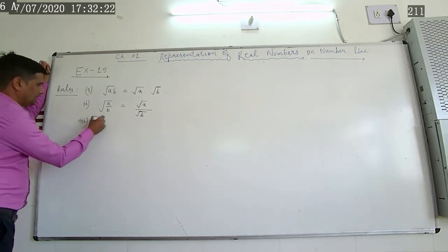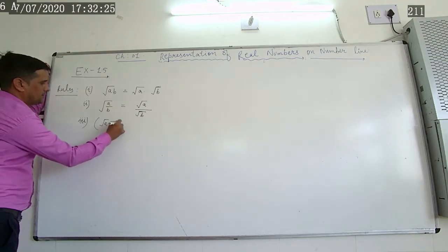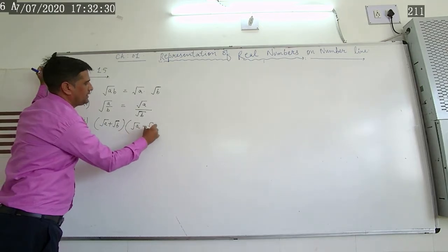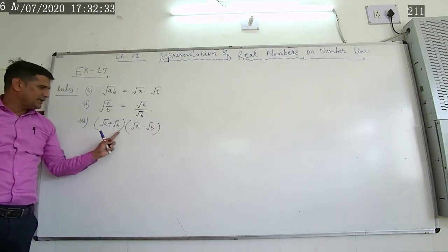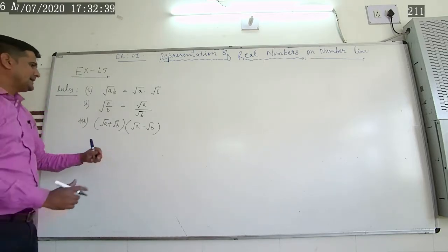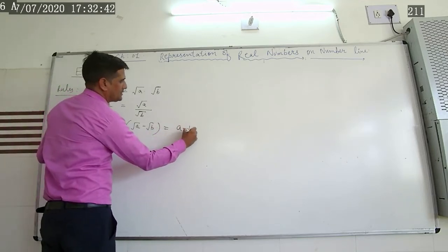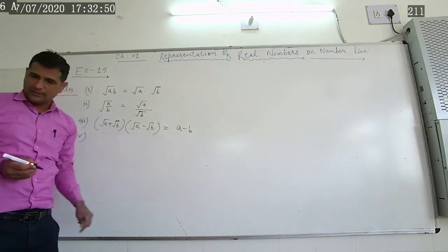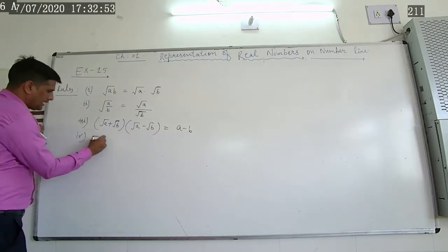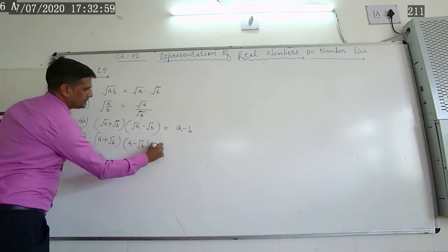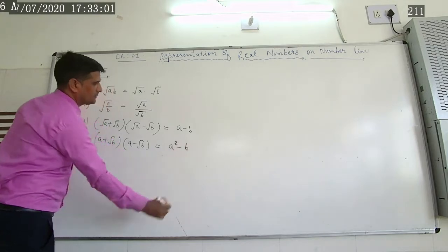Third one is under root a plus under root b into under root a minus under root b. It is of the type (a plus b) into (a minus b), but with under root, so square and root cancel out. It is equal to a minus b. Later I will explain in the question how this simplification goes to a minus b. Then again, a plus under root b into a minus under root b. This will come a square minus b.